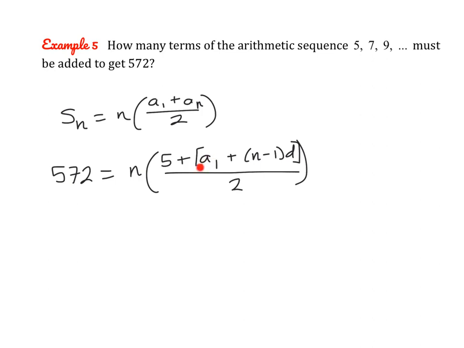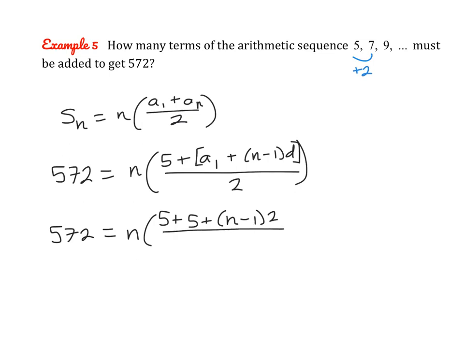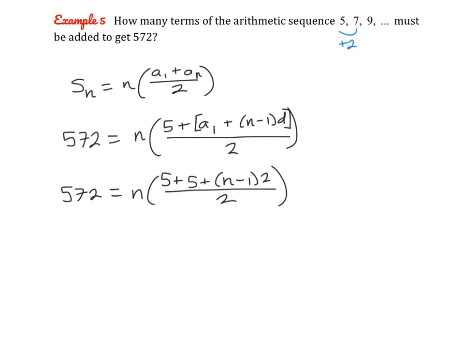And then these values we do know. We know that a sub 1 again is 5, so let's substitute 5 again. And then we don't know n here, but we can see in the sequence that the common difference is 2, and all over 2. So this should allow us to solve for n. So here we can distribute and combine like terms. So we have n times 2n plus 8 over 2.